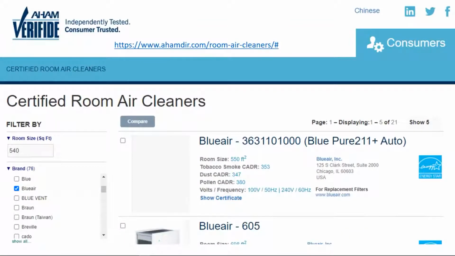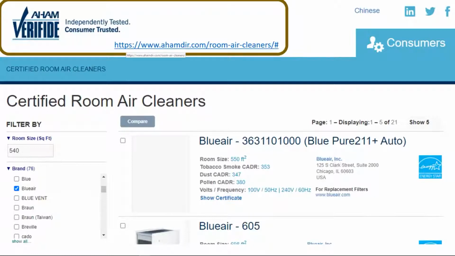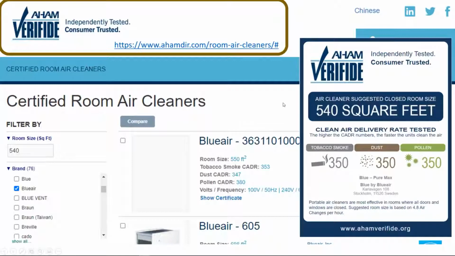Now, there's a website called Verifide, AHAM, and on it you can see all the certified air cleaners. When I looked up the one that we have, it popped up this item that tells me the CADR, but it doesn't give any other information about the noise. The 540 square feet is at high speed. If you're not using it at high speed, it's not 540 square feet.